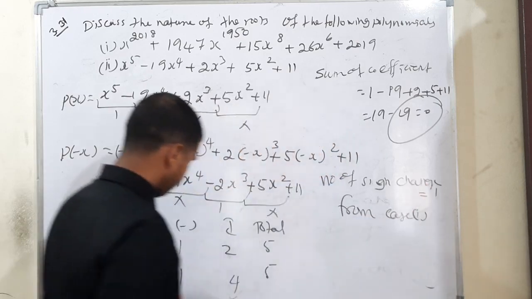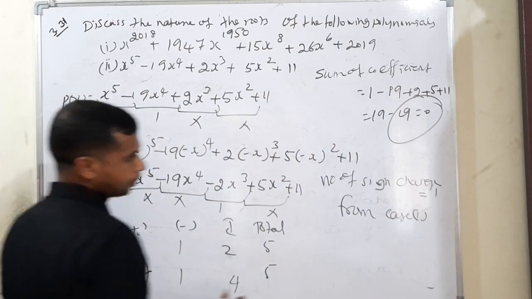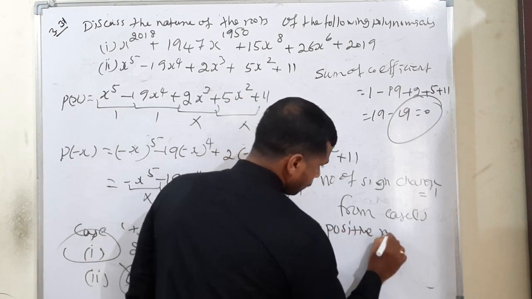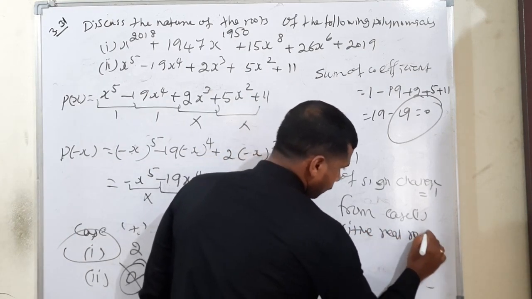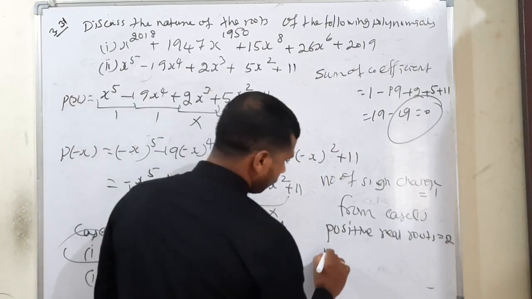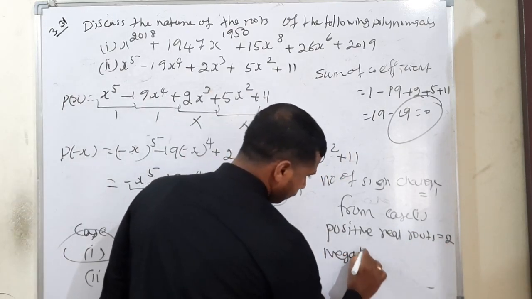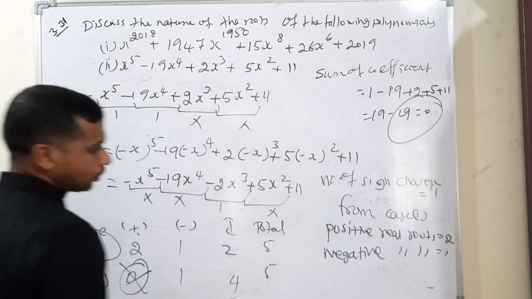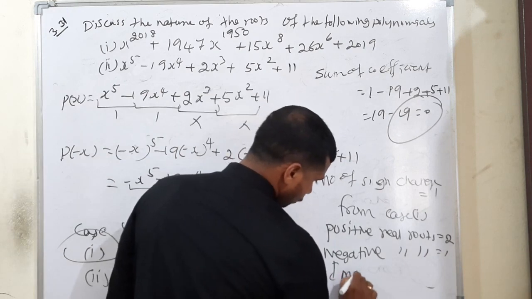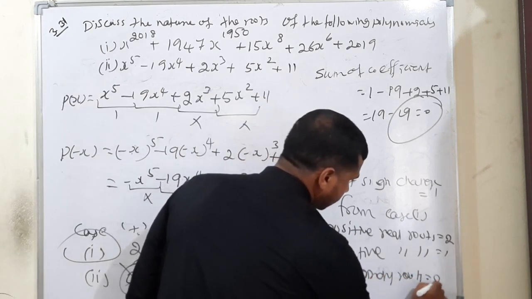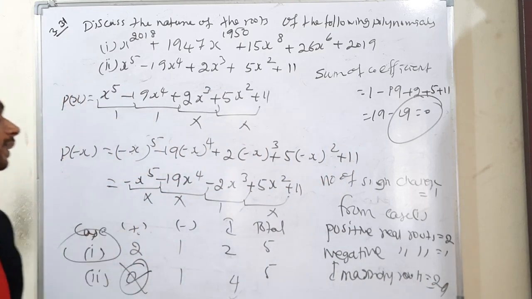From case number 1, how many positive real roots? Positive real roots is equal to 2. The negative real roots is equal to 1. So imaginary roots is equal to 2. This is the answer for subdivision 2.